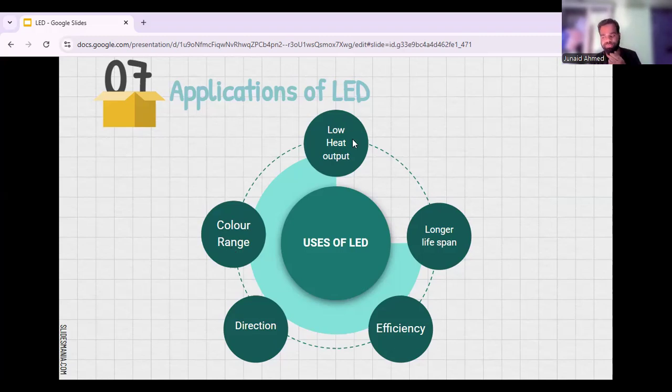Then, low heat output. I want to show you the low heat output with these two lights. I have switched them on. Now I'm going to switch this one off, and I will show it to you.